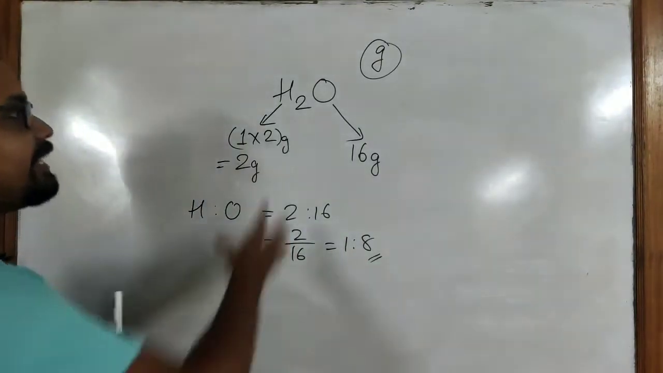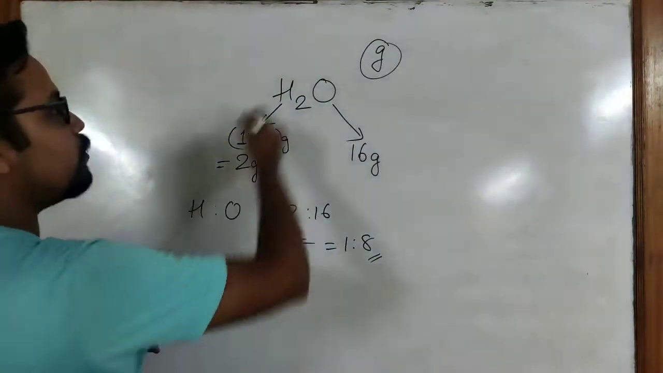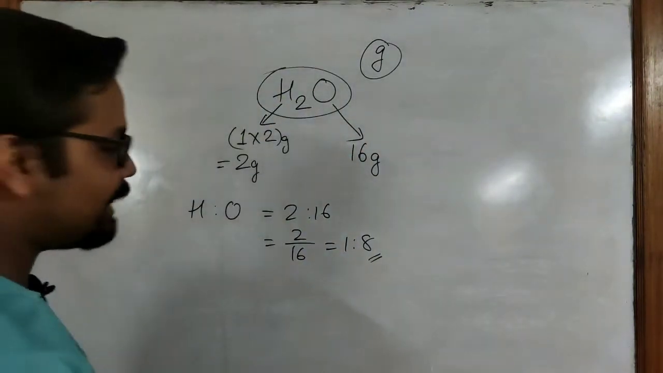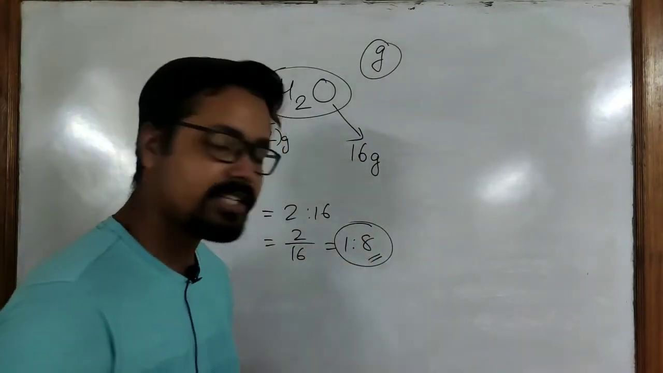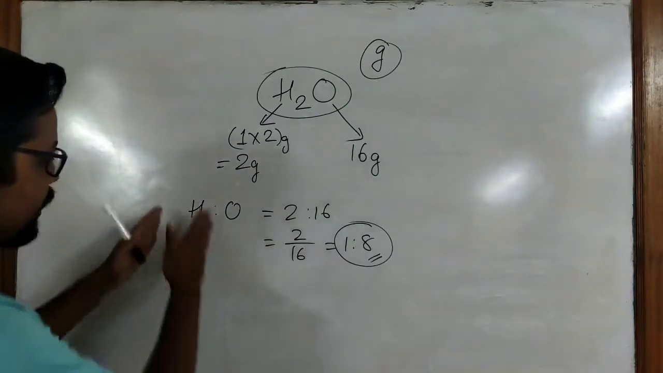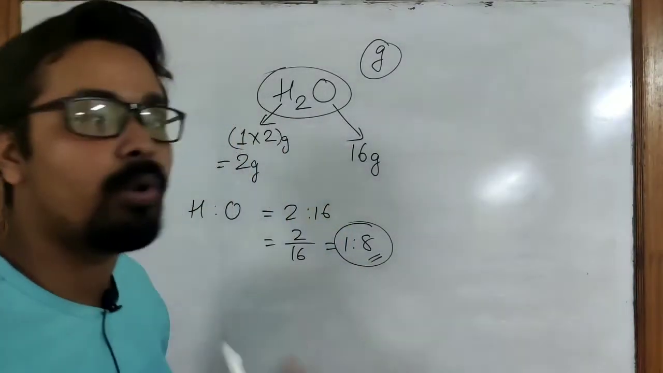Now if I take the water from sea, pond, river, wherever, the formula always remains H2O, and as a result the ratio will always remain 1:8. This ratio never changes. Hydrogen to oxygen will always be 1:8 irrespective of from where you take the water.